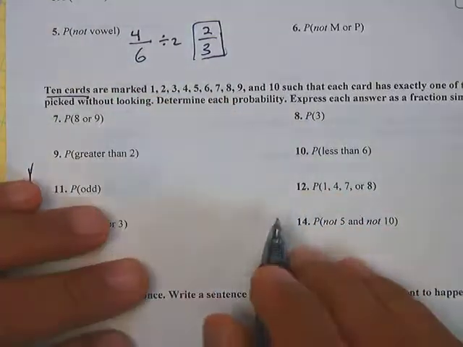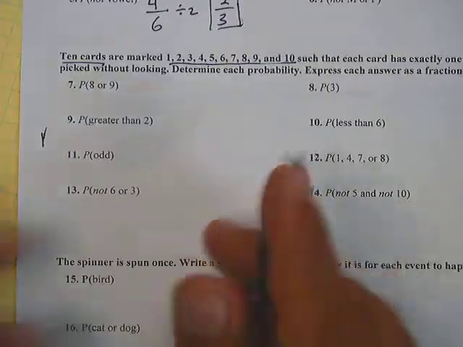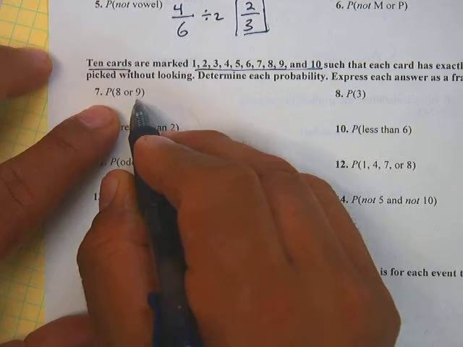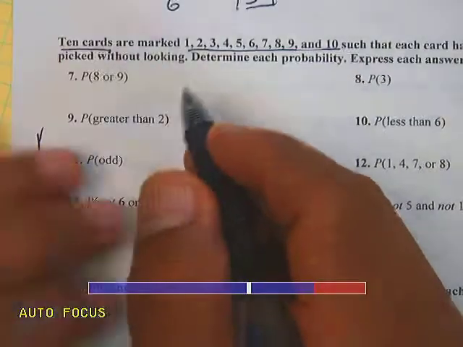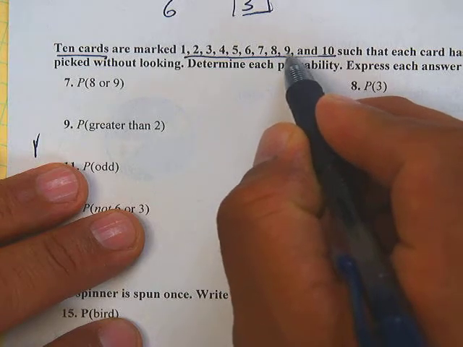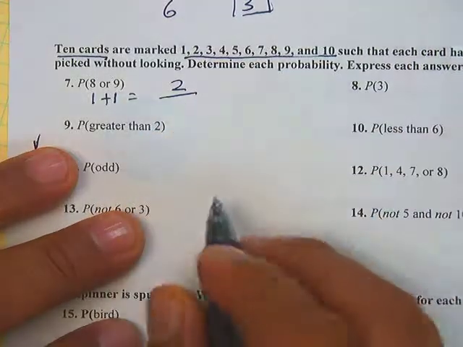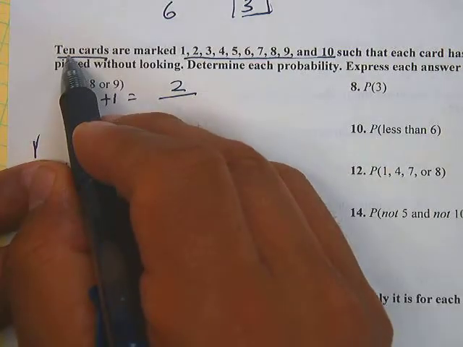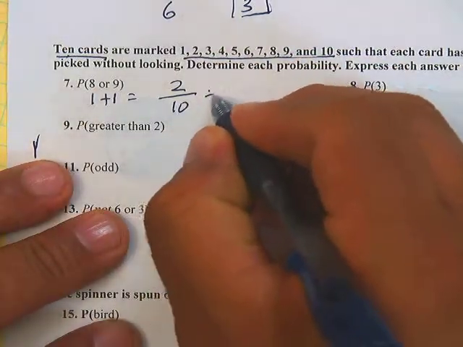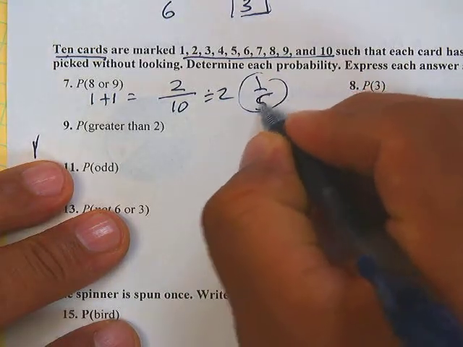10 cards are marked. It tells you how many cards. 1, 2, all the way to 10. It says, what is the probability of getting an 8 or a 9? Well, that means that you're going to look for the 8 and the 9 only. So 8, 9, there's 2 of them. So that means there's only one 8, one 9. So that's 2 of them. Well, how many total do I have? Well, it's telling you right there, 10. 2 out of 10. So you simplify by 2, and you get 1 out of 5.